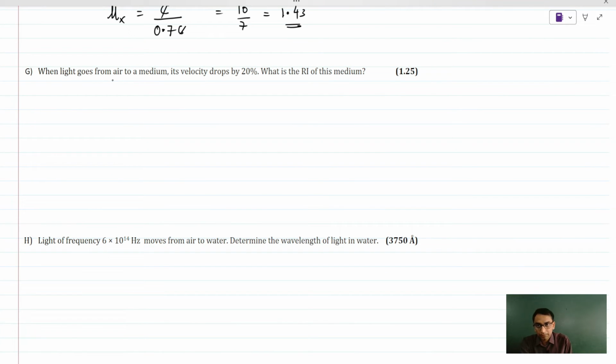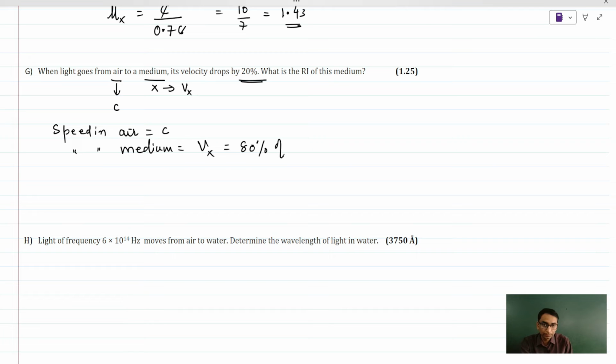The ray of light goes from air into a medium. Again, I'm going to call the medium X and the velocity over there as Vx. The velocity decreases by 20%. That means it remains 80% of the speed of light in air. So the speed of light in air, I'm going to assume C, whereas the speed in the medium is equal to Vx, that is, it drops by 20%, so it remains 80% of C, that is 0.8 of C.